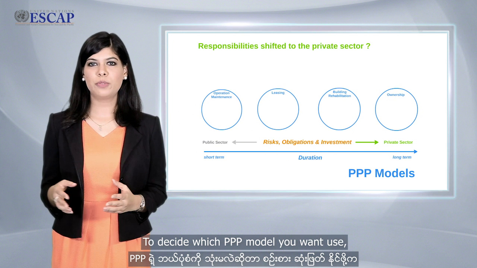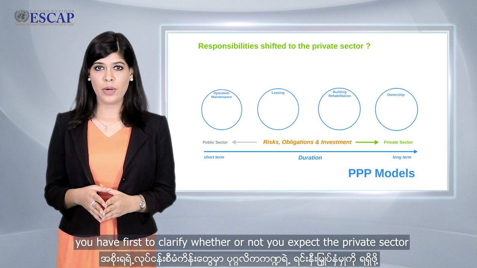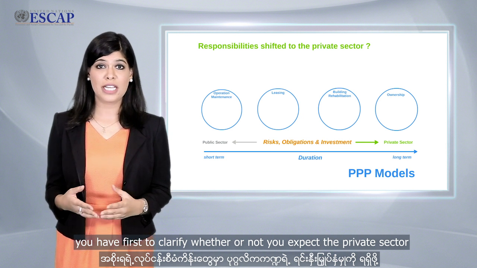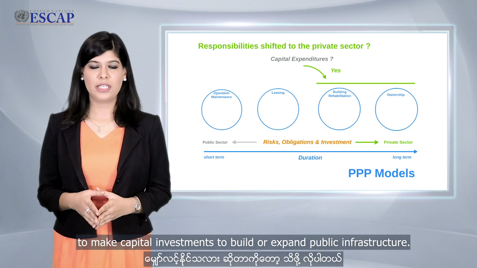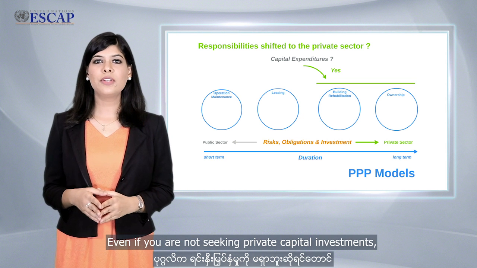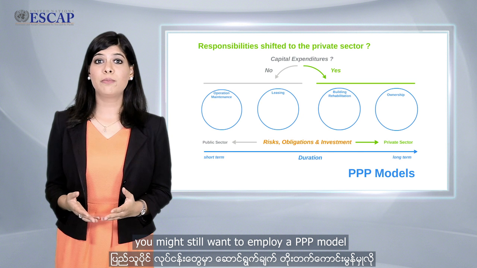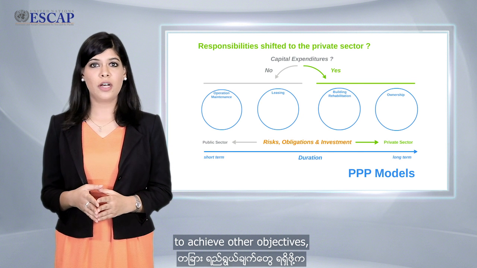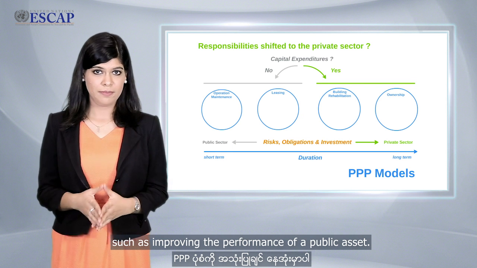To decide which PPP model you want to use, you have first to clarify whether or not you expect the private sector to make capital investments to build or expand public infrastructure. Even if you're not seeking private capital investments, you might still want to employ a PPP model to achieve other objectives, such as improving the performance of a public asset.